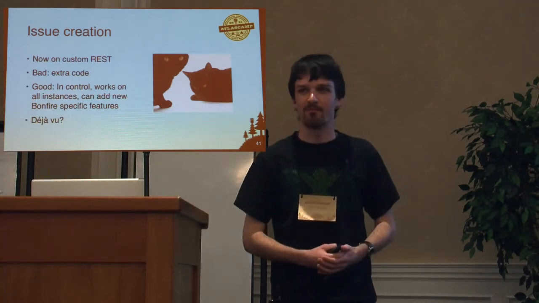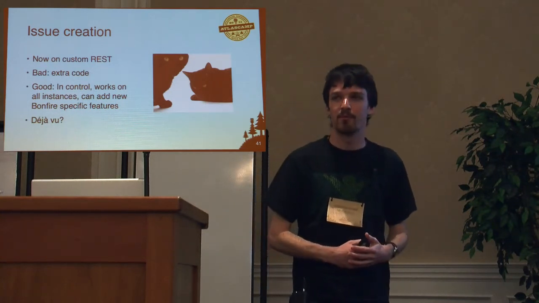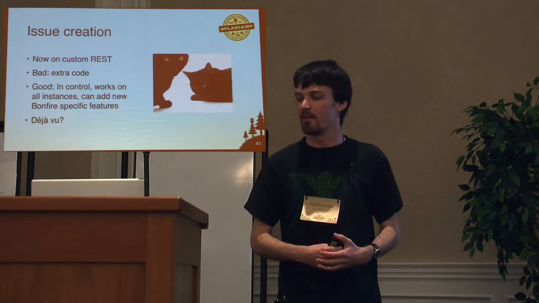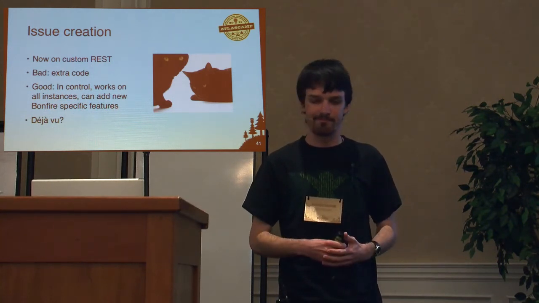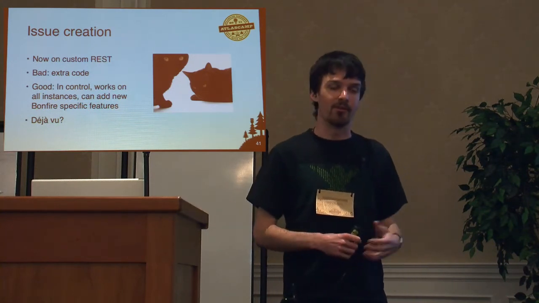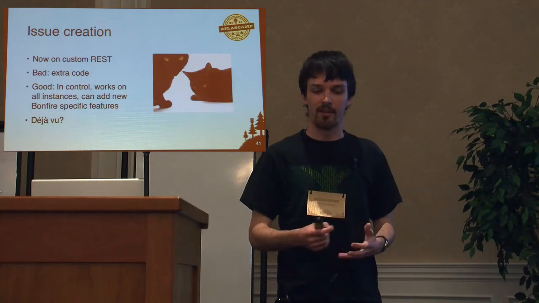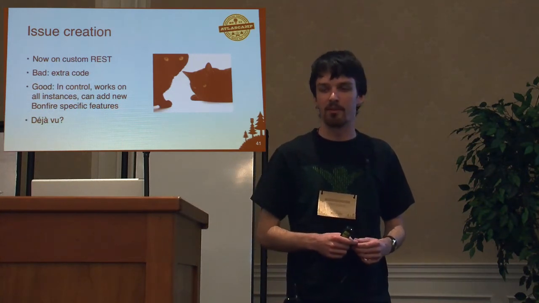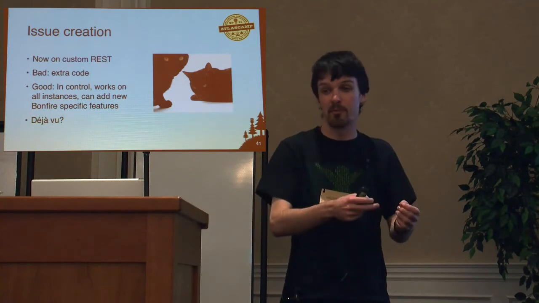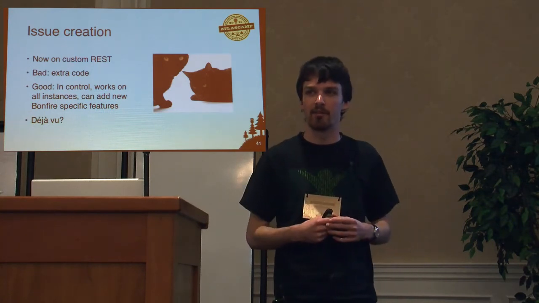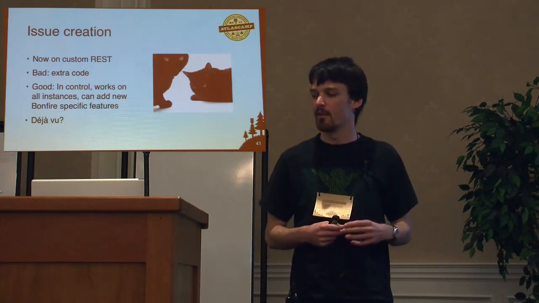We moved to a custom REST resource because in JIRA 4.3 and 4.4 there was no REST resource available for us to create an issue. So we wrote our own. The bad points is that there's extra code, but on the good side, we're now down to a single API that we have to deal with, so we no longer have to deal with XML RPC and SOAP, and we don't have to have XML RPC and SOAP client libraries within our JavaScript for the browser extension.